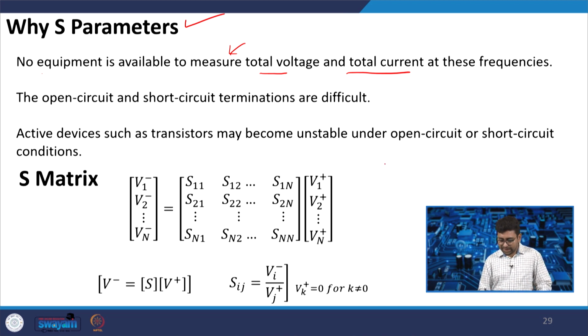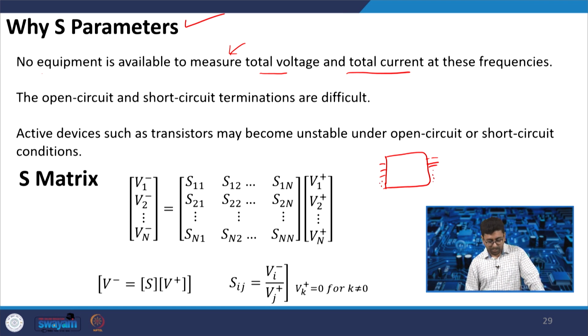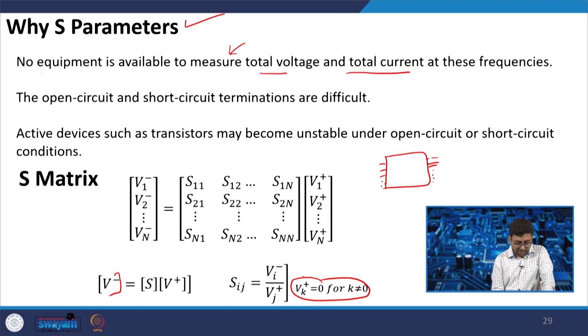If there is an N port network, in the previous parameters we considered only a single port network. So, if there are 1 to N ports, then you can write the S parameter of the N port network as V1 minus to Vn minus by S11, S12, and so on. This is the complete N port S parameter. If you define V minus in terms of S times V plus, you can find Sij, which is equal to Vi minus by Vj plus, where Vk plus is equal to 0 for k not equal to j.